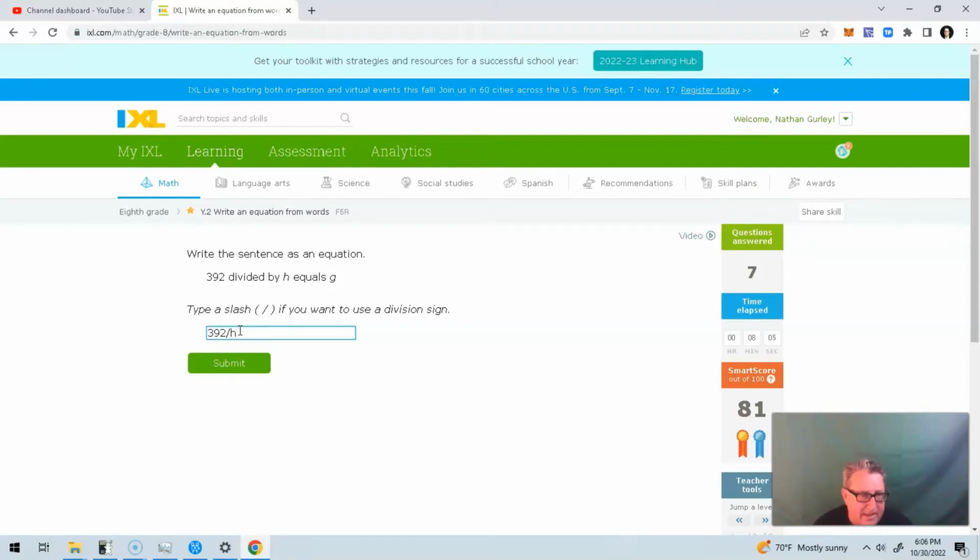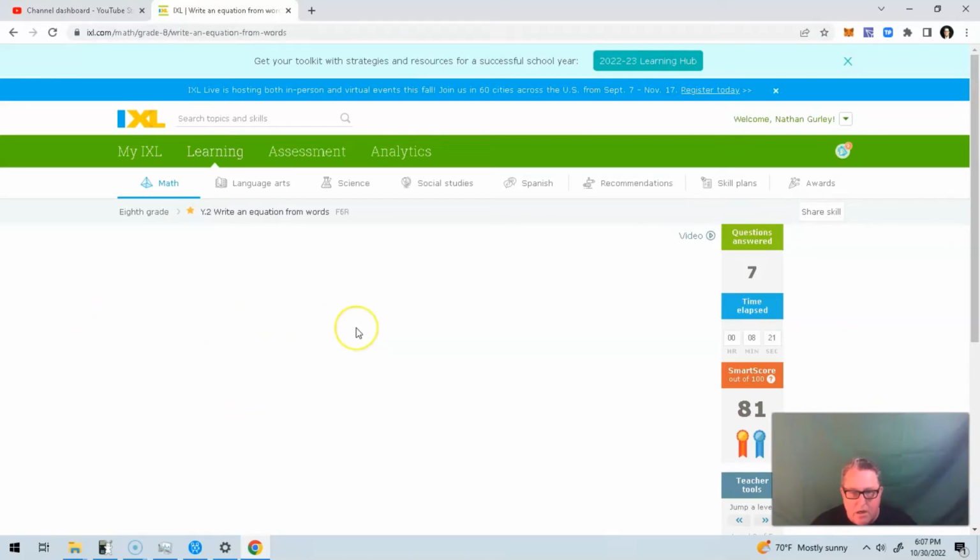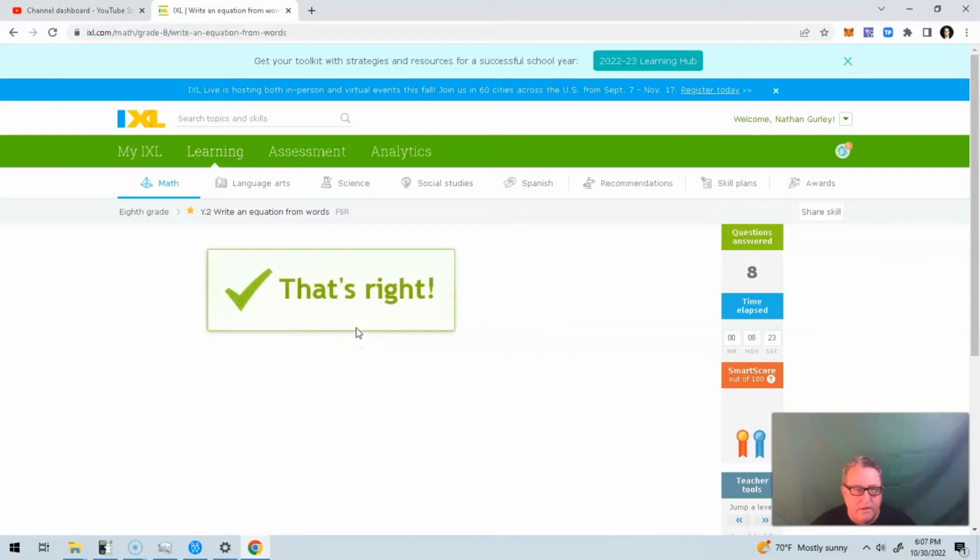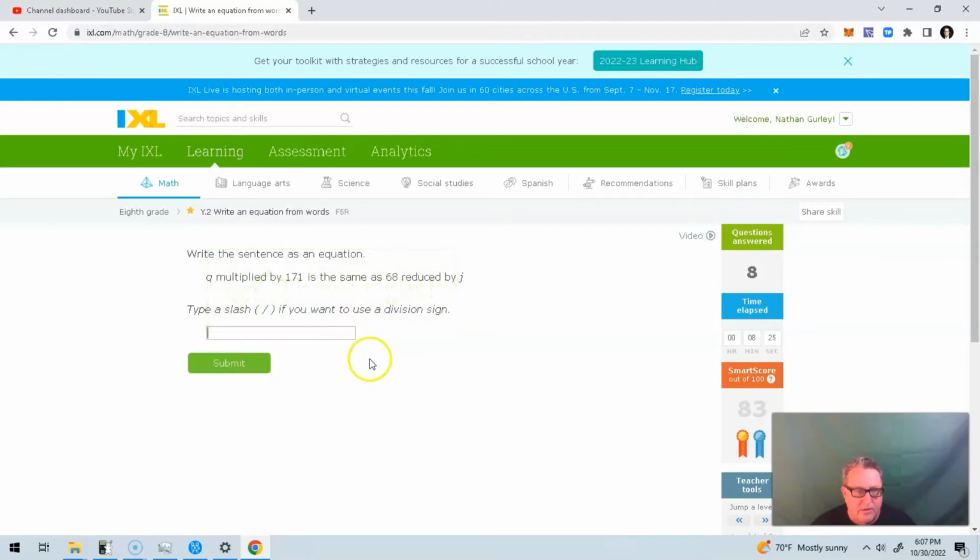I'm going to put a space here to get out of the denominator. H is the denominator. I don't want it to think that I'm putting H equals to something, so hit a space, please. And then we're going to put our equal sign. Oops. Equal sign. And it equals G. How we doing on time? Okay, let's do one more.